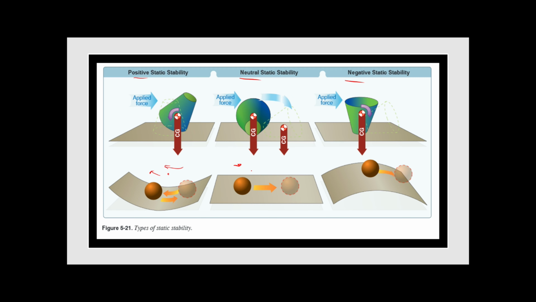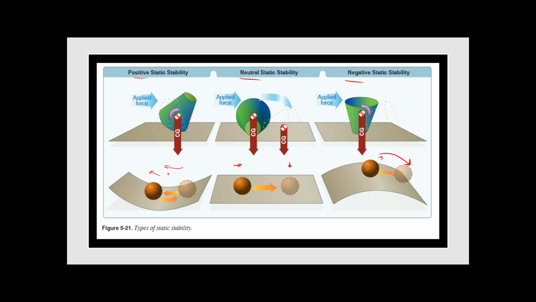If you place a ball on a table and you push it or you nudge it, the ball is going to roll away and settle back in a different location. And negative static stability is like putting a ball on top of an inverted bowl. If you nudge it, it's going to not only diverge, but it's going to go even farther out of whack and not return to any stable position.